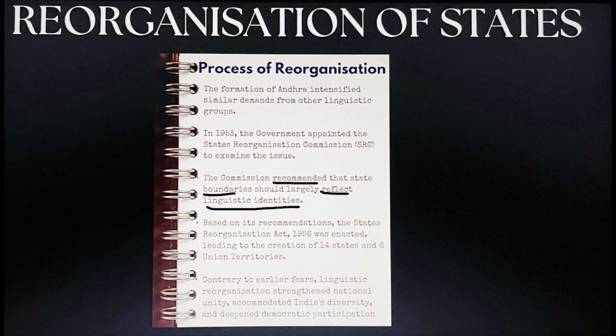Based on those recommendations, the government did what? It passed the States Reorganization Act in 1956. So it took 3 years for them to examine the issue and come up with their recommendation. Because of this act, 14 states and 6 union territories were created in India. Earlier, they were fearing that if they reorganized the states based on linguistic identities, then again it might lead to further division in the country.